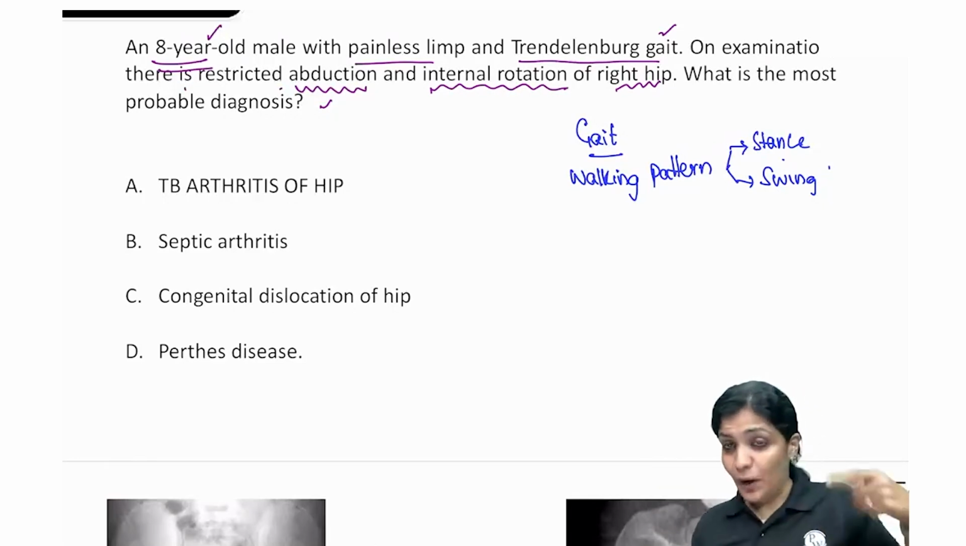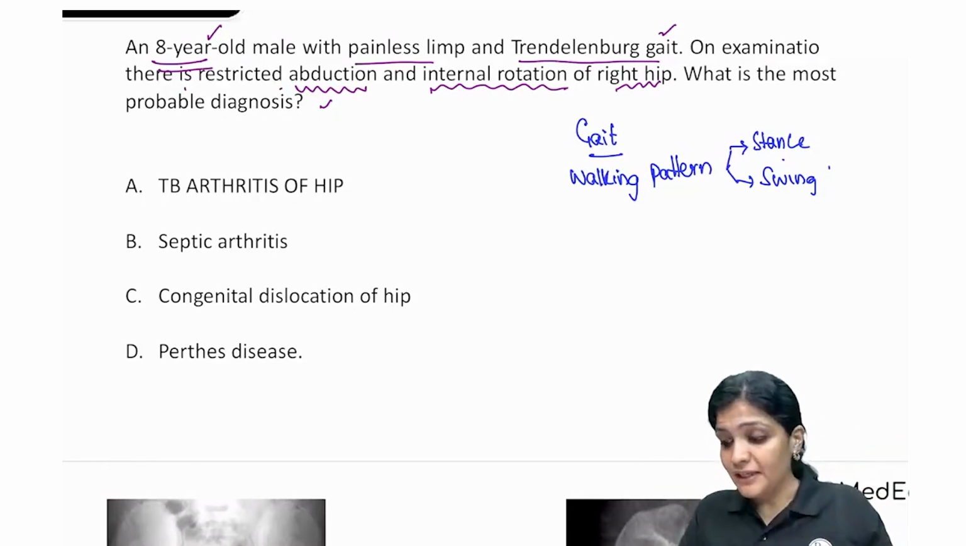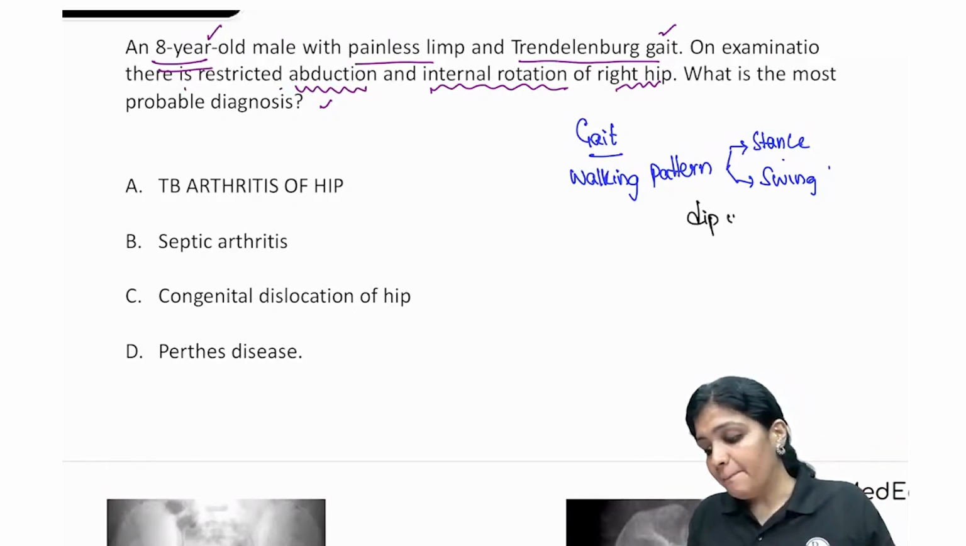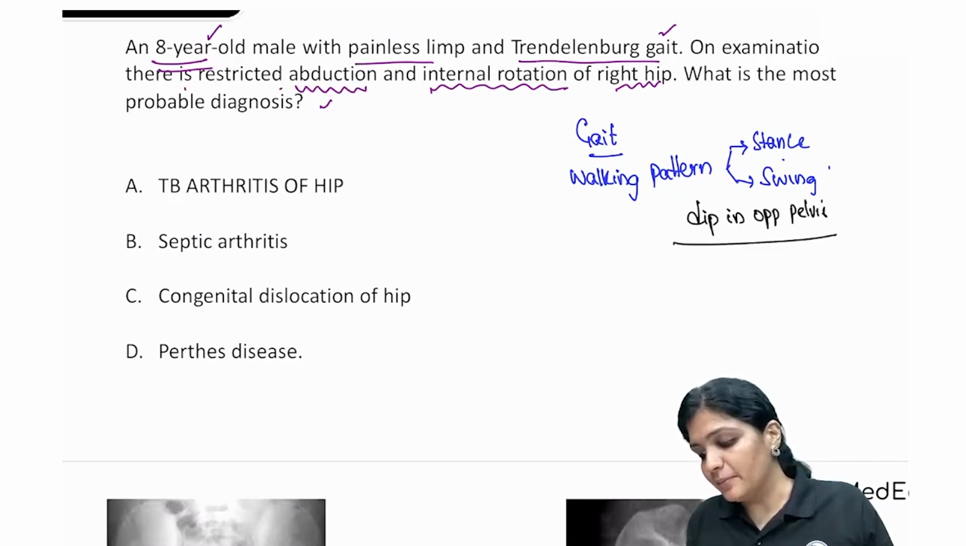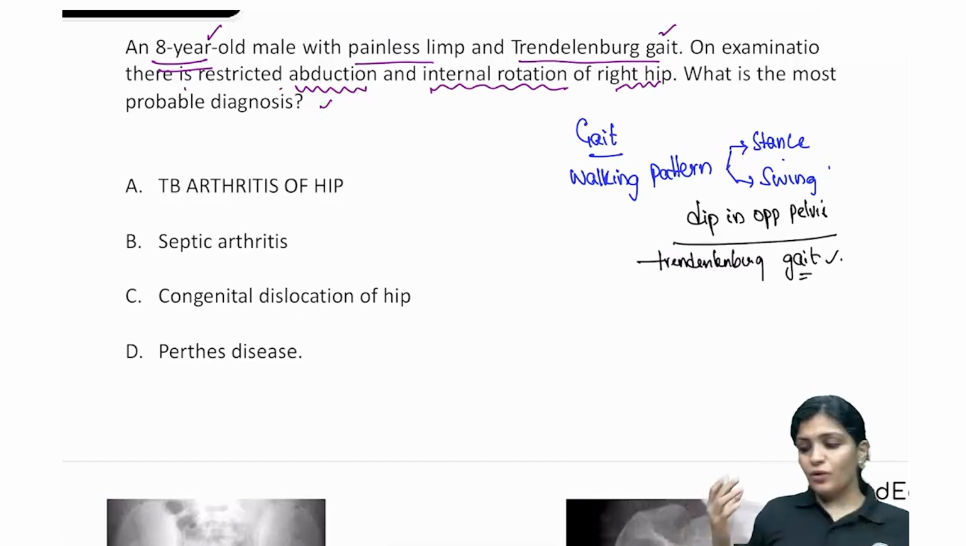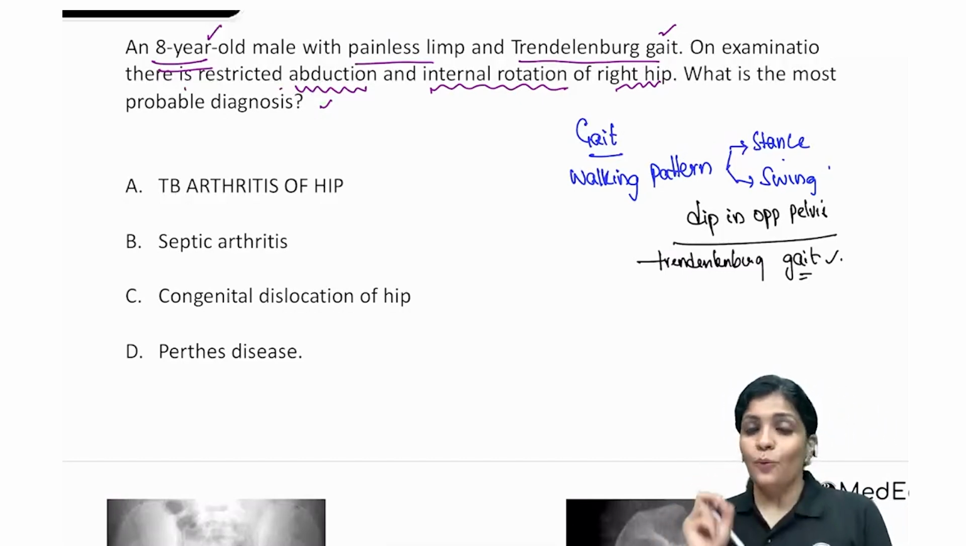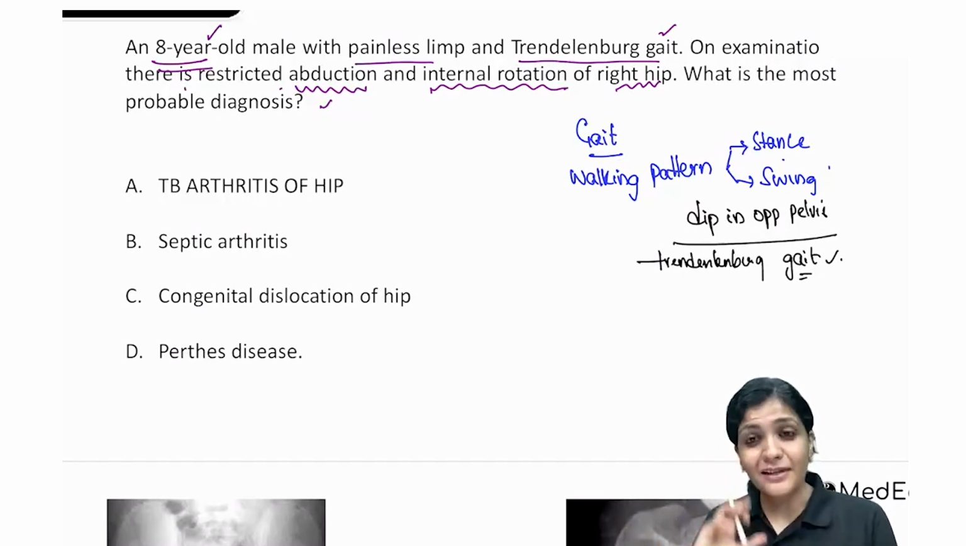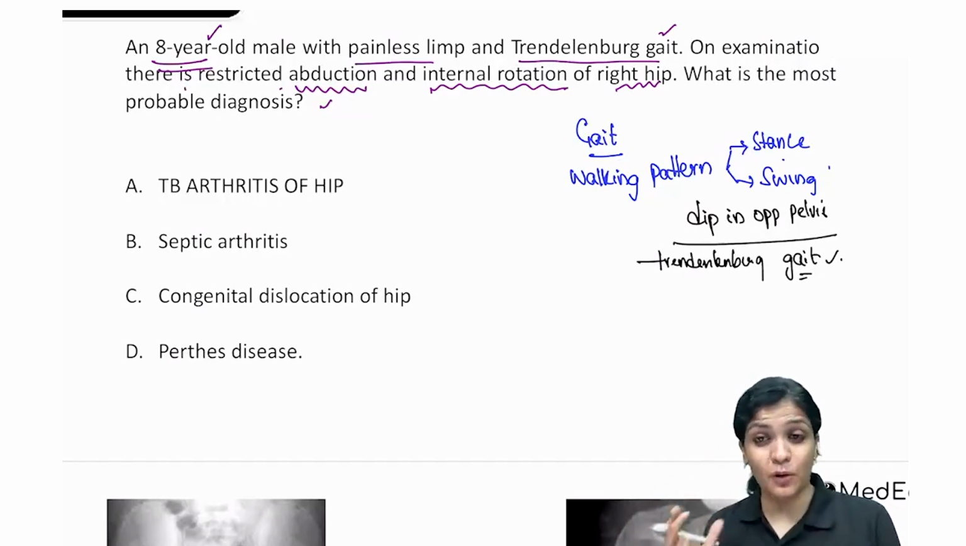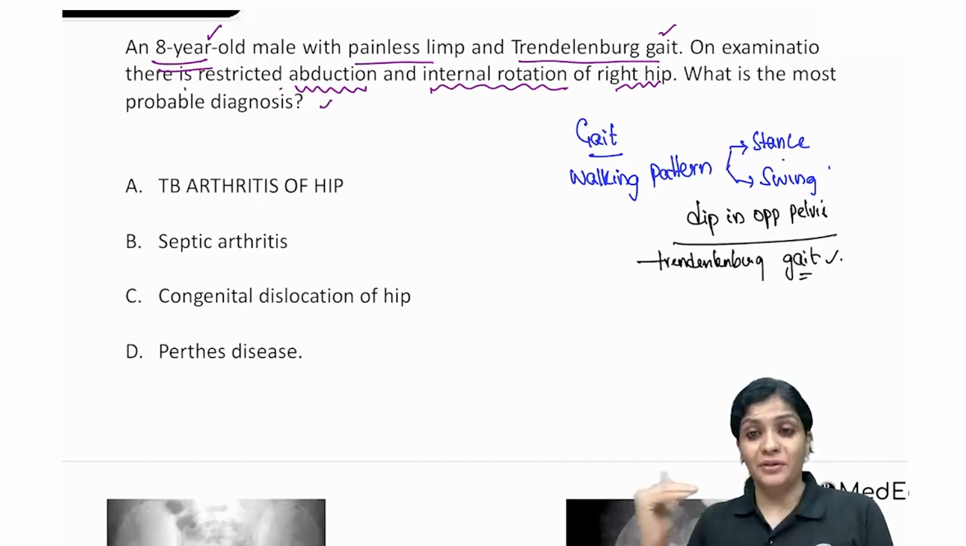And in this phase, while the patient is putting his limb, if you see there is a dip in the pelvis, that is the opposite pelvis, that is nothing but your Trendelenburg gait. So that is the gait. They have told us that it is an 8 year old, that means a pediatric child, with a painless limp. That means there is no pain. She has never complained about the pain, but there is some problem in the hip joint, hence she is presenting with the limp, and the gait is the Trendelenburg gait.